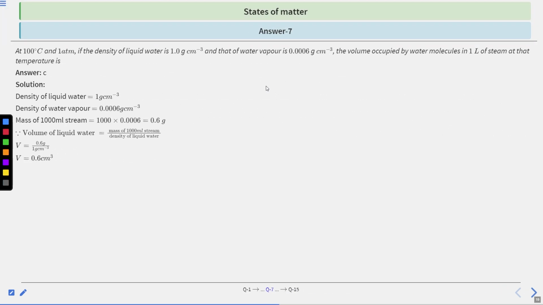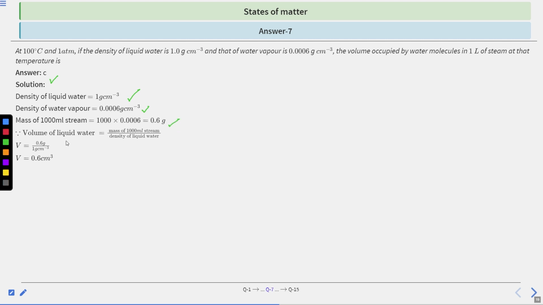Okay, so the correct answer will be option C. The density of liquid water is 1 gram per cubic centimeter. The density of water vapor is given as 0.0006 gram per cubic centimeter. So the mass of 1000 milliliter steam will be 1000 multiplied by the given density of water vapor. It is coming out as 0.6 gram.